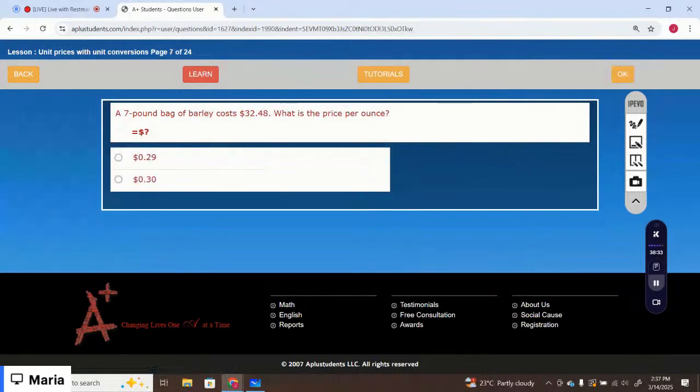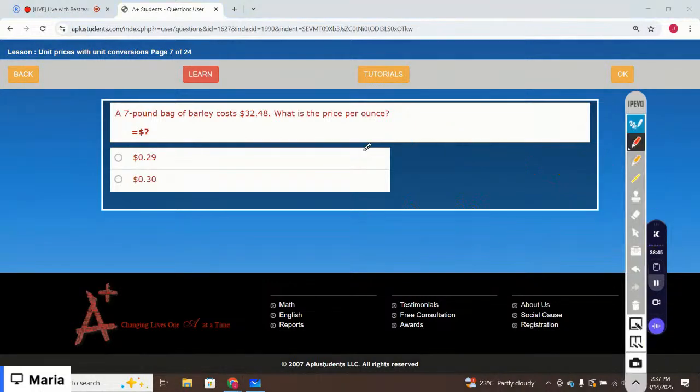A 7 pound bag of barley costs $32.48. What is the price per ounce? 1 pound equals 16 ounces. So then 7 pounds equals 16 times 7, that is 112 ounces. So you need to divide 32.48 by 112.